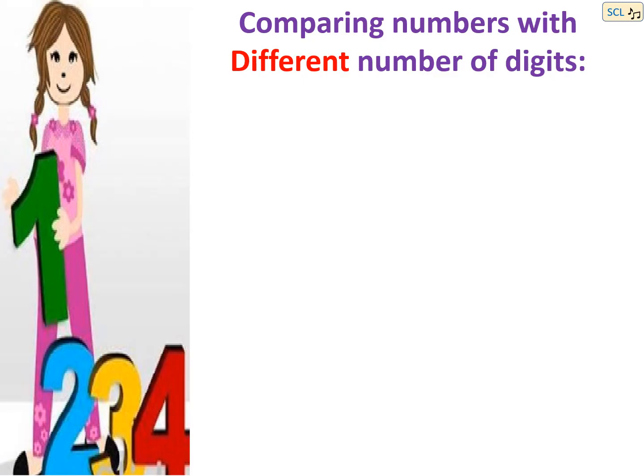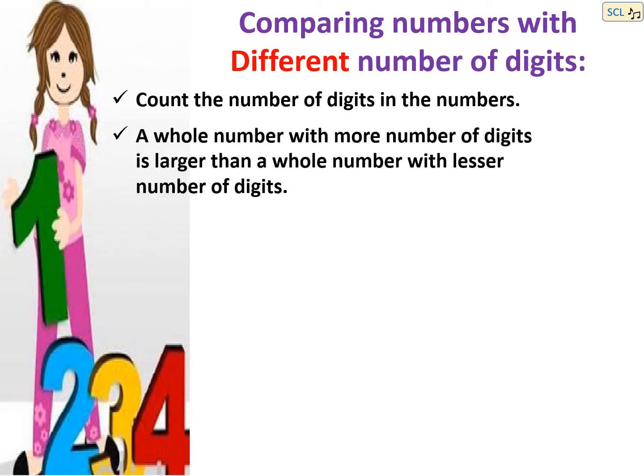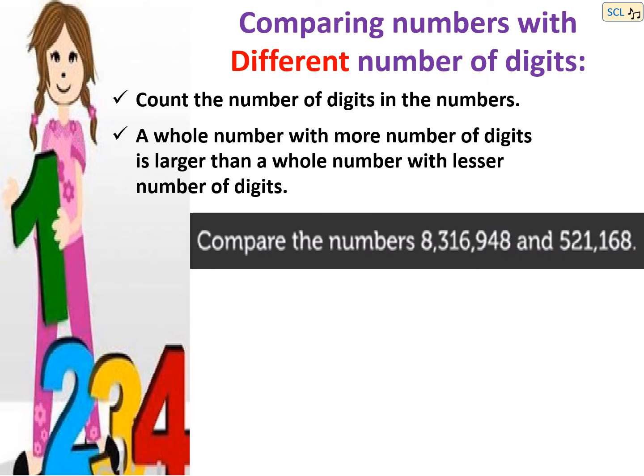When the numbers to be compared have different digits, the first step will be count the number of digits in the numbers. And the number with more number of digits will be larger than the number which is having less number of digits. Let us take an example. We have two numbers to compare, 8,316,948 and 521,168. Do you remember in which system I am reading these numbers?